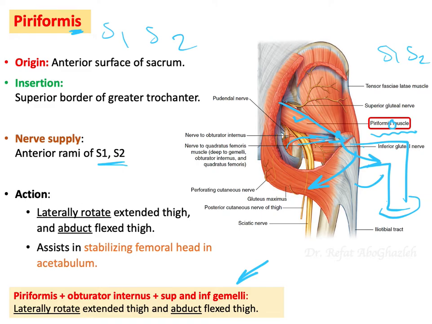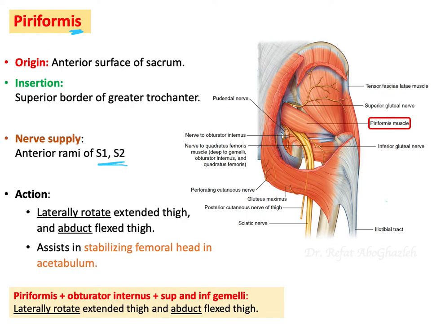So let me erase this and make it clear. The piriformis muscle and the other four muscles laterally rotate the thigh when it's extended. So laterally rotate the extended thigh, and they abduct the flexed thigh. Of course, stabilizing with other muscles the hip joint, by stabilizing I mean the femoral head, or the head of femur, in the acetabulum.